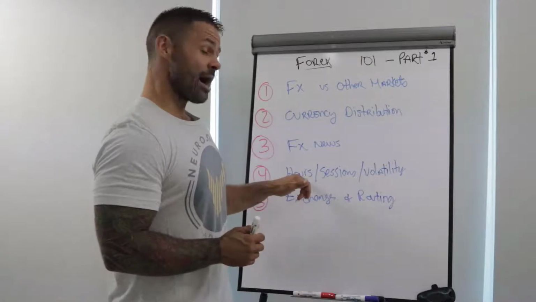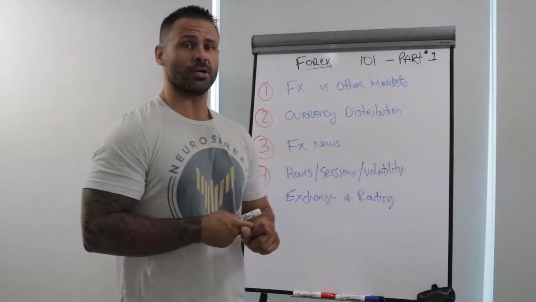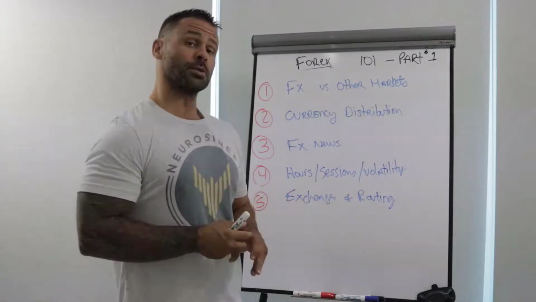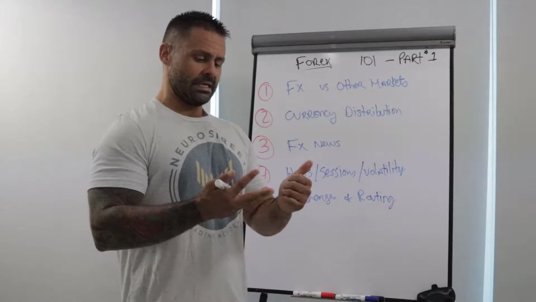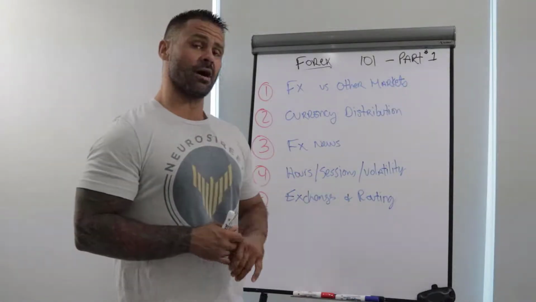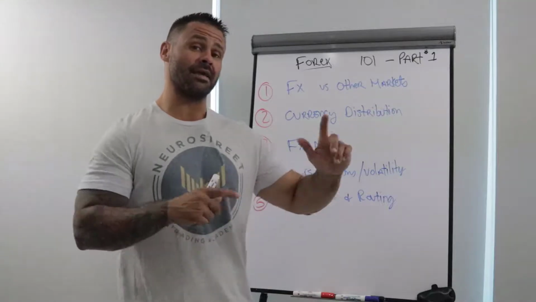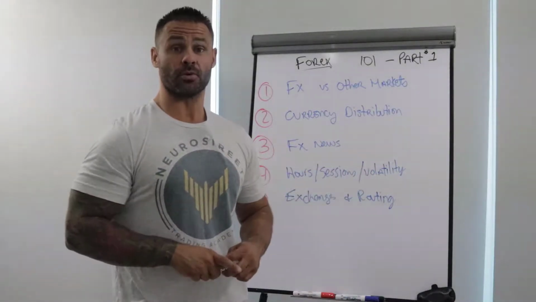Then we're going to go into hours, sessions, and volatility. Forex is a global market. You can trade it around the clock. You also can trade different sessions: the Aussie and the Asian session, the London session, the US session, right? So you want to know the sessions, the hours, and how volatility and the average pip movement plays a factor in trading the right markets during the right times.